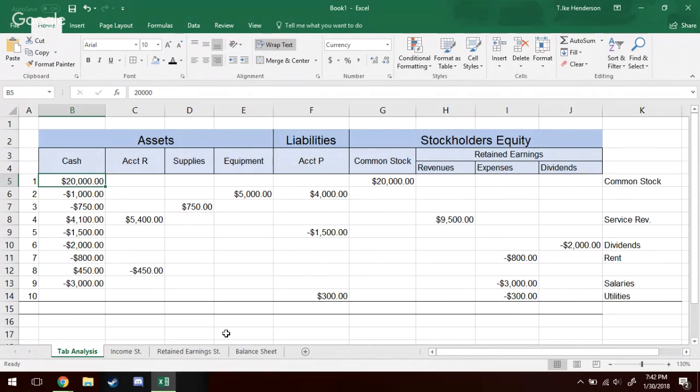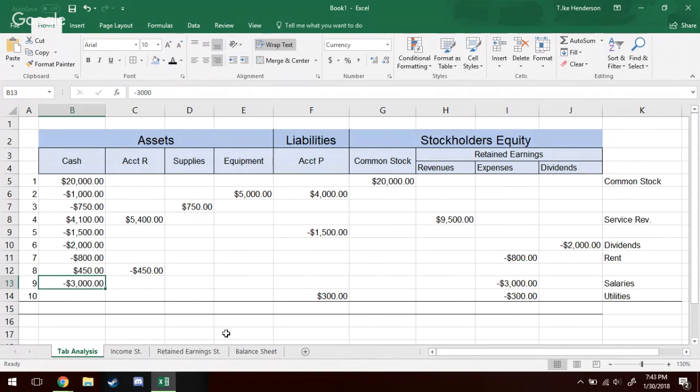We will be subtracting 1,000 for a transaction for equipment. We're going to be subtracting $750 for supplies. We're going to be adding $4,100. That comes from a service revenue that we've done. We're going to be subtracting $1,500. We're going to be subtracting $2,000 because we paid dividends. We're going to be subtracting $800. We're going to be adding $450. And finally, we're going to be subtracting $3,000.